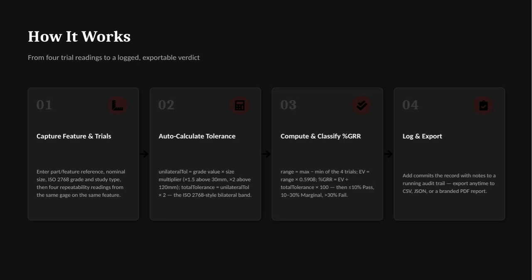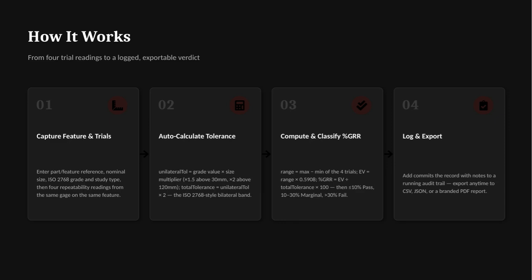Here's how the process works in 4 main steps, taking you from initial readings all the way to a logged, exportable report. First, we capture key information and trials. You enter the part or feature reference, the nominal size, the ISO 2768 grade, and the study type, like repeatability only or release check. Then, you input 4 repeatability readings from the same gauge on the same feature. Each of these fields updates calculations live, so you see results instantly without needing to submit anything.